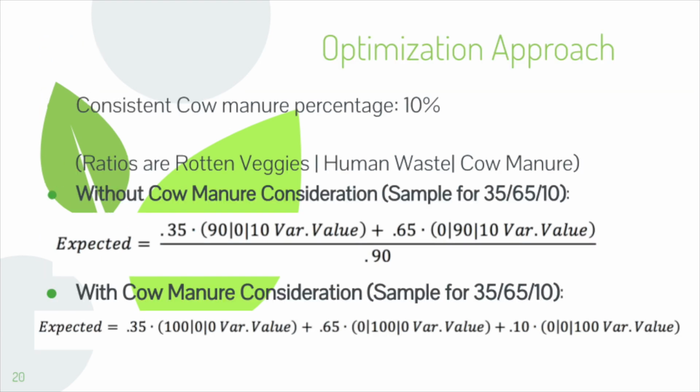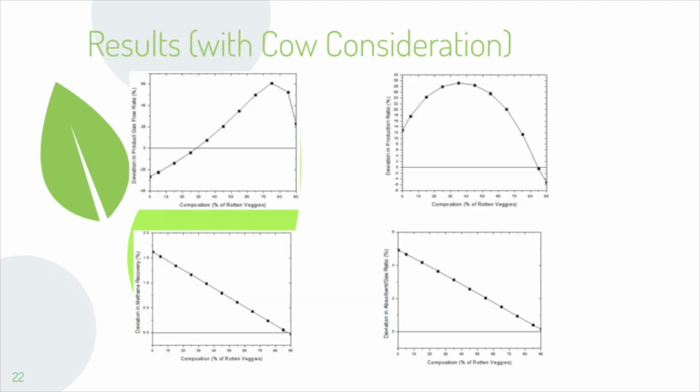To make the optimization easier, only the human waste and raw and vegetable ratio was varied, while the cow manure remained at 10%. This is an industry standard and serves to fuel the digester with the required bacteria. To quantify the improvement of mixing substrates versus leaving them pure, a deviation percentage was calculated for each variable. This is the percent deviation of the actual simulated values from the expected values. Any positive deviation means that the mixture serves better than the 2 substrates reacted alone. The expected values were calculated 2 ways, with and without considering the effect of cow manure. The equations for each are shown above. The results for the variables are shown in these slides.